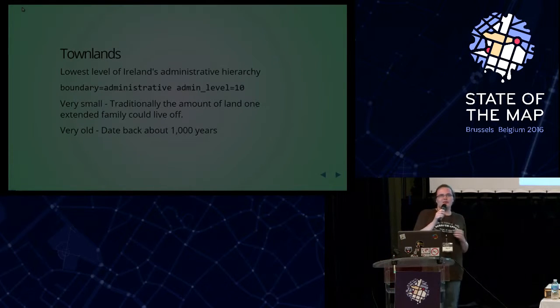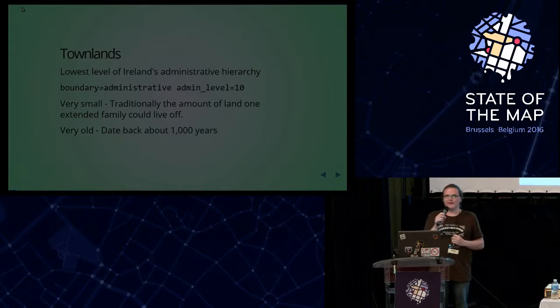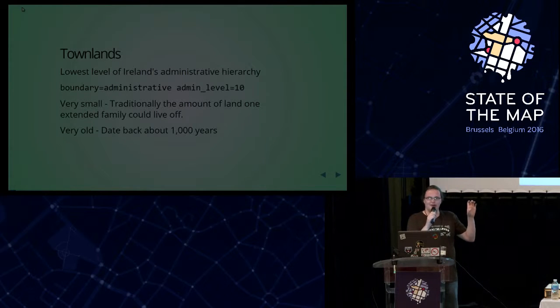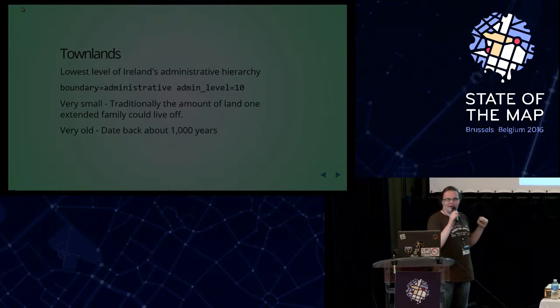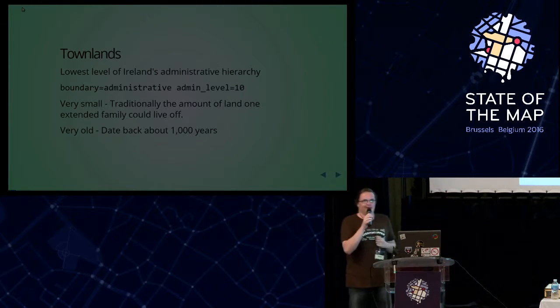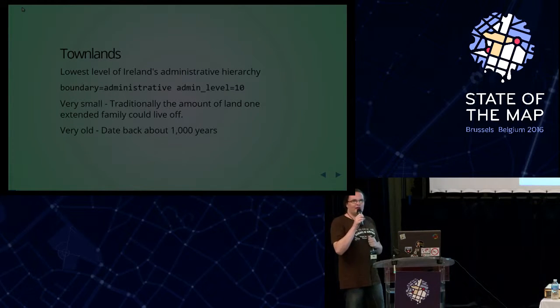Okay, so what we mapped were called townlands, and they are the lowest level of Ireland's administrative hierarchy. So we have the country, and then we have four provinces, and then we have counties, 32 in the entire island, and then a few other bits, and then we have townlands. They're tiny, because Ireland's not a very big country, and there's 60,000 of them or so. We mapped them as admin level 10. So they're very small, and they're very old.